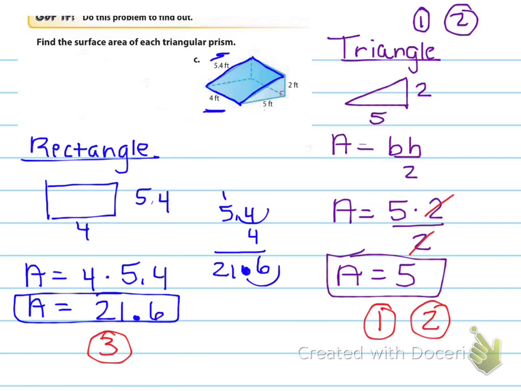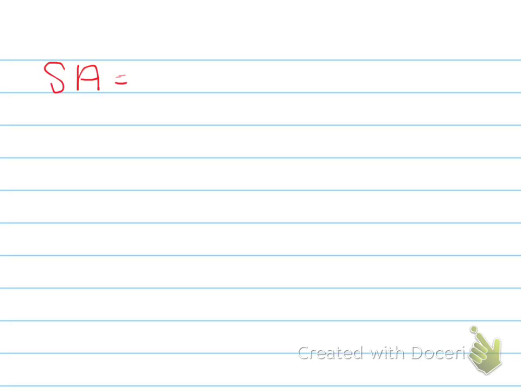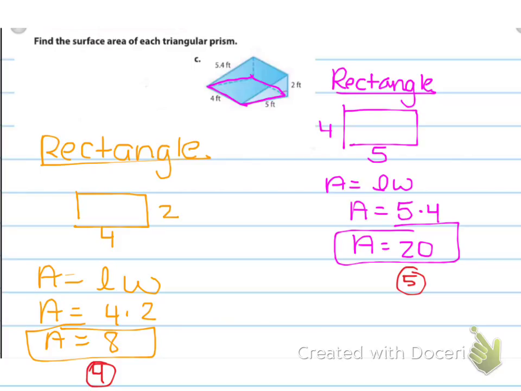So if you go all the way back, you can see that our triangle that we're going to count twice is going to be 5. So it'll be 5 plus 5 plus 21.6. You can see the blue rectangle. So let's go there. So it'll be 5 plus 5 plus 21.6. Now you need to be careful here that you line the decimals up properly.